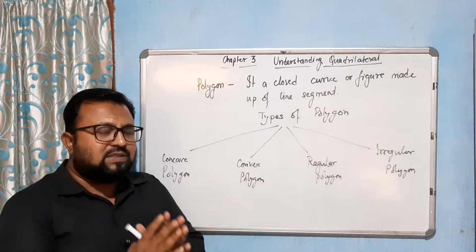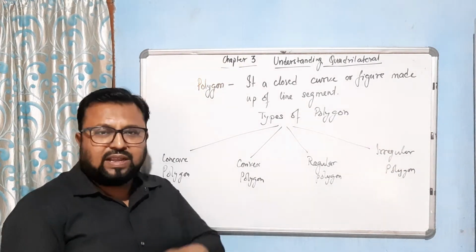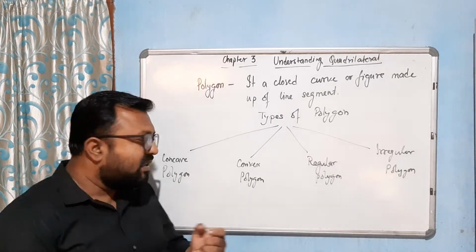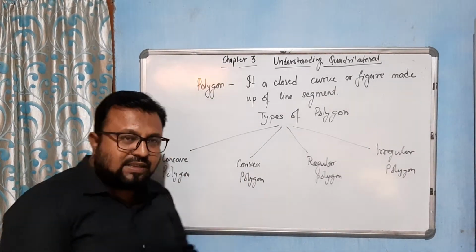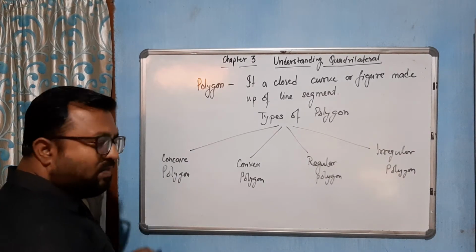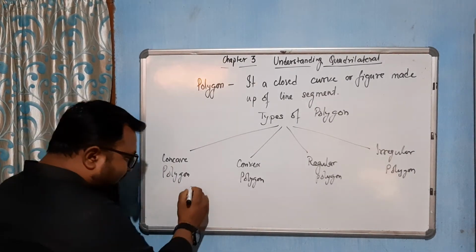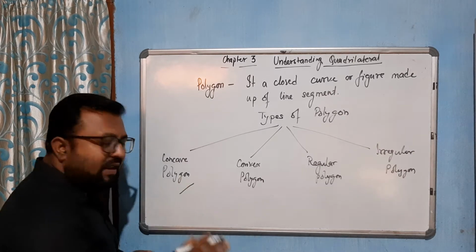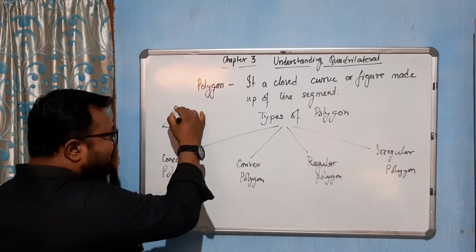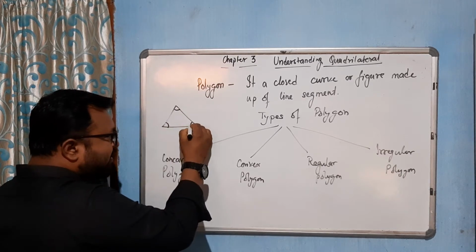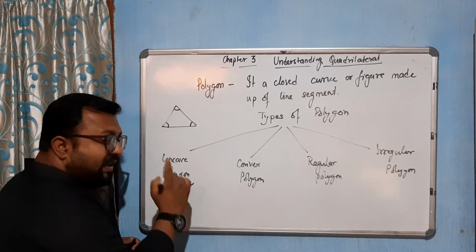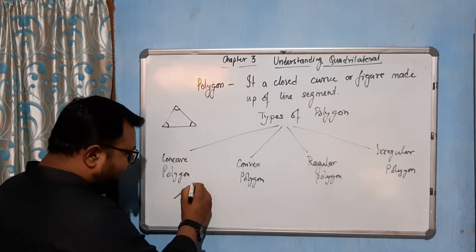We know polygon means it will be a closed figure made up of line segments, but when we talk about concave, we are talking about the angles. Convex, here also we are talking about the angles. Now in the case of a concave polygon, suppose I draw a figure like this, these are the interior angles. One of the interior angles must be greater than 180 degrees.